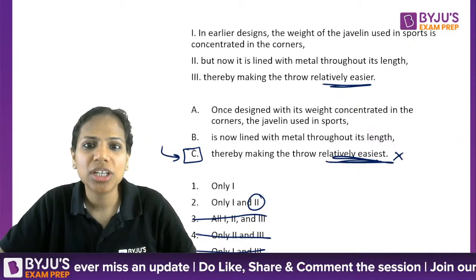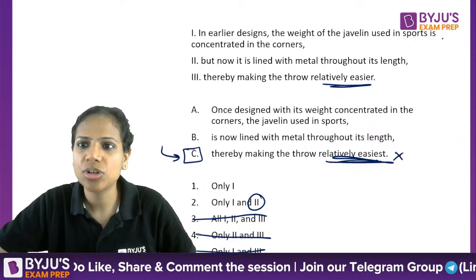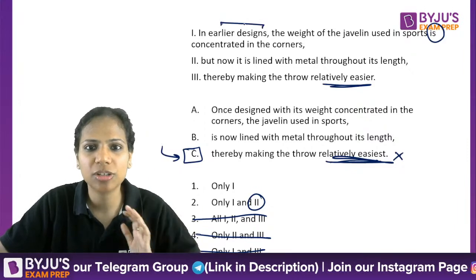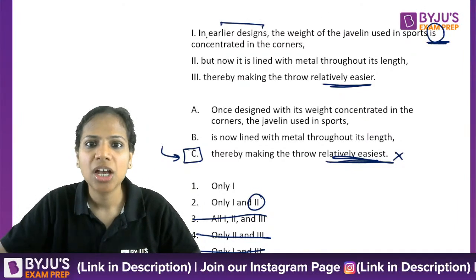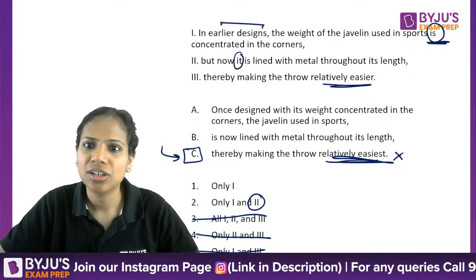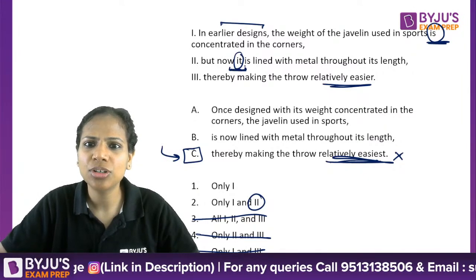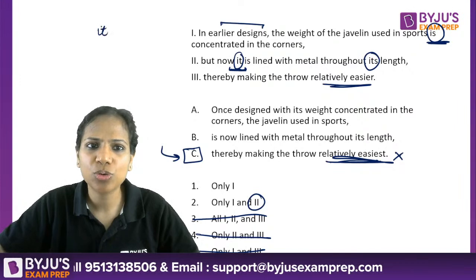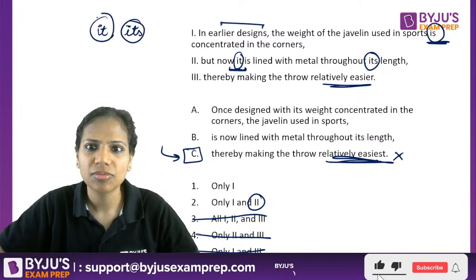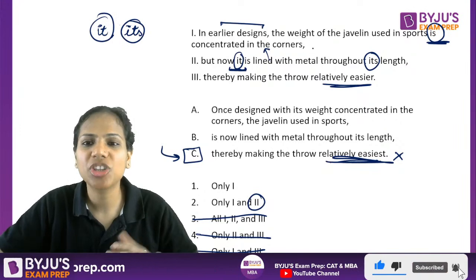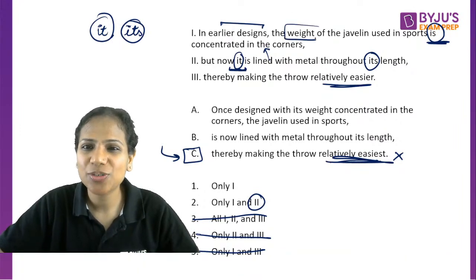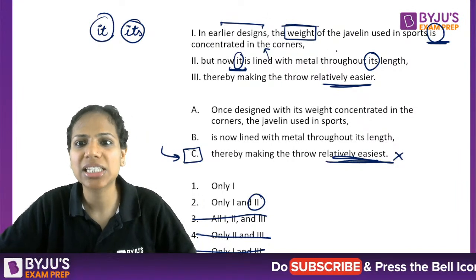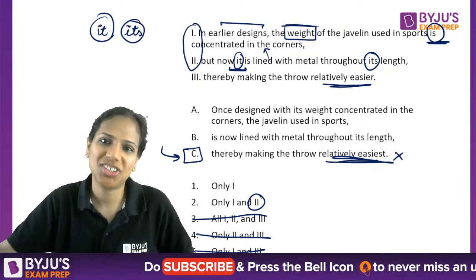Now let's check 2. So in earlier designs, the weight of the javelin used in sports, first of all, is concentrated is wrong. If I'm saying earlier designs, that means I'm talking about the past. So is concentrated is wrong. Then, but now it is lined. What does this it refer to? But now it is lined with metal through its length. What do these pronouns refer to? If I connect it with the previous clause, actually it refers to weight, which is wrong, right? It should refer to the javelin itself. The javelin is lined. So that's the problem in both 1 and 2 here.